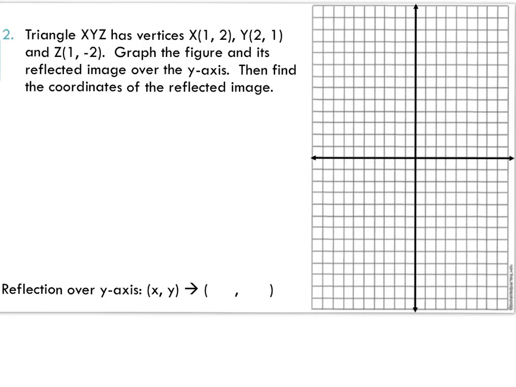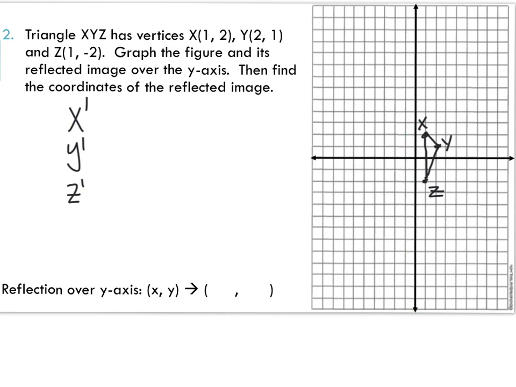Let's try reflecting over the y-axis. So pause the video, make triangle XYZ, and then we will do a couple points together. Alright, so you should have your triangle XYZ. It should look like this. Now we are reflecting across the y-axis. So the y-axis is where we're going to imagine that mirror or fold our line.